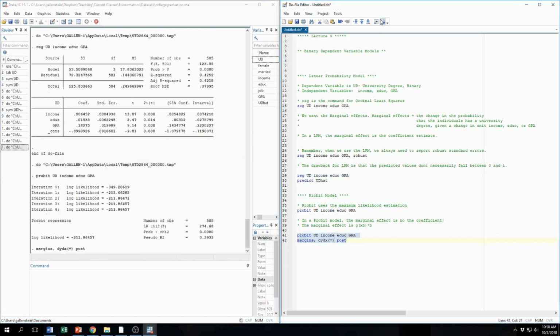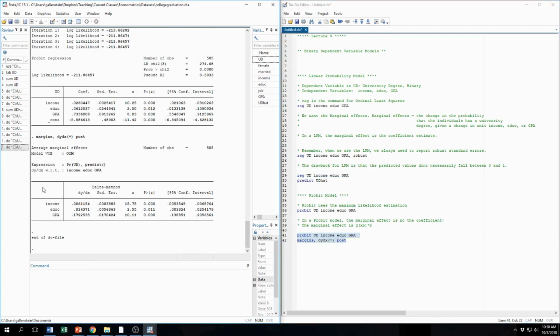Now, in the probit model, I'm just going to rerun this. This is the most recent thing. This is what we would interpret as our marginal effects. And if I was to create a table, I would report these results, not those results. These are the marginal effects. These are what I'm interested in.